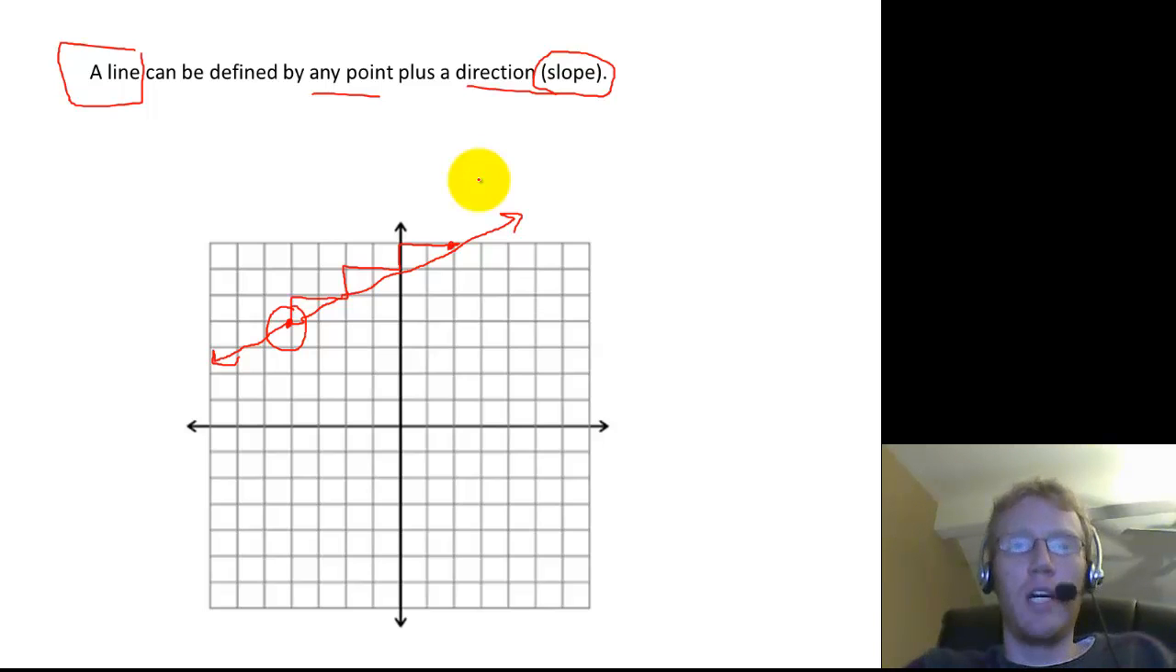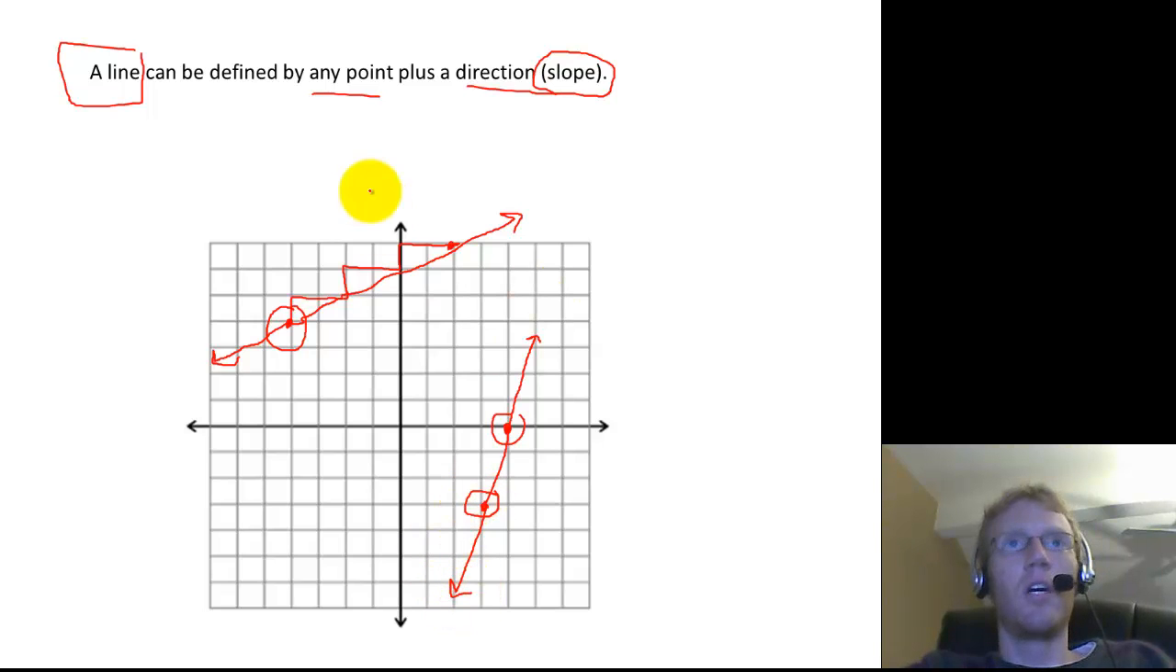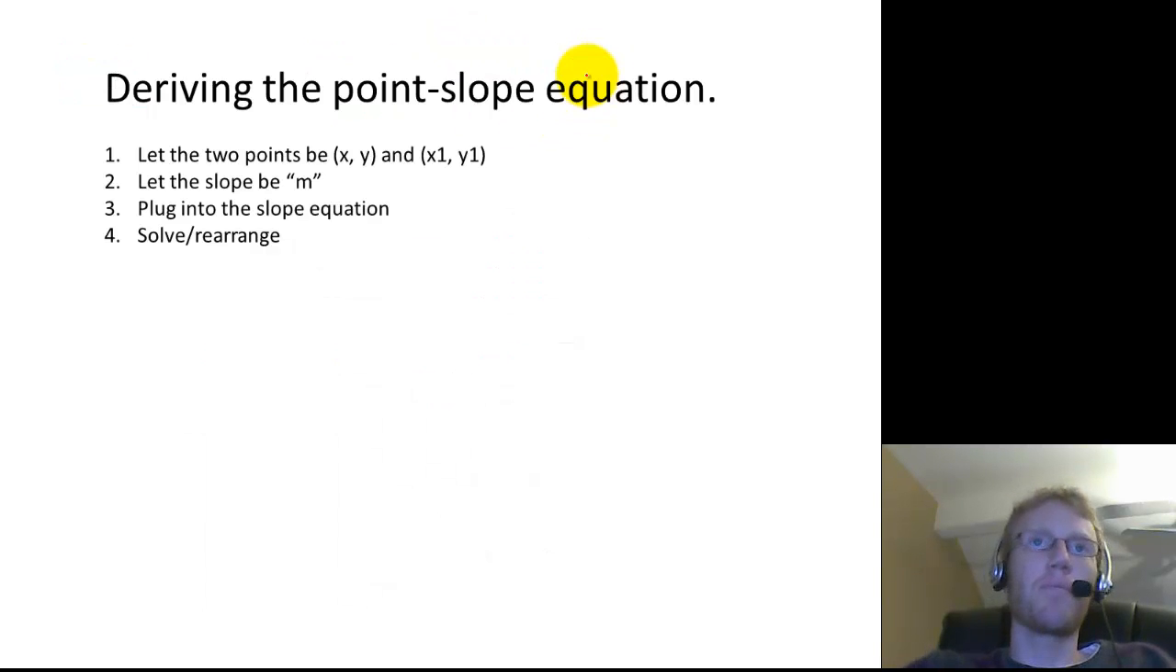There's not more than one possible answer you could have if you know a point on the line plus the slope. So, start here, go up 3 over 1. 1, 2, 3 over 1. Once you've nailed down where you're starting and where you're going, there's only one possible line that you can draw that goes through those points. So it's unique. Your graph and your equation are unique if you know those two things, any point plus a slope.